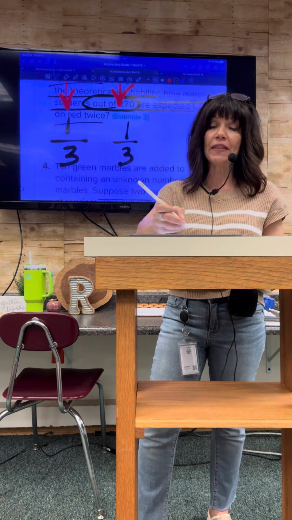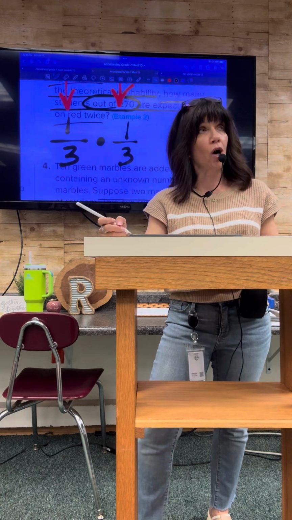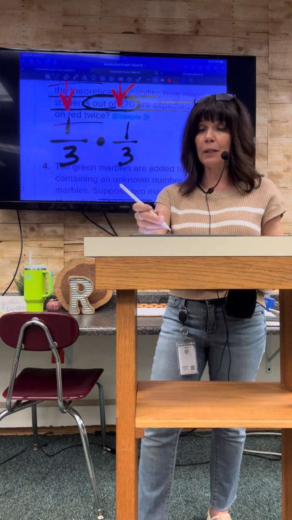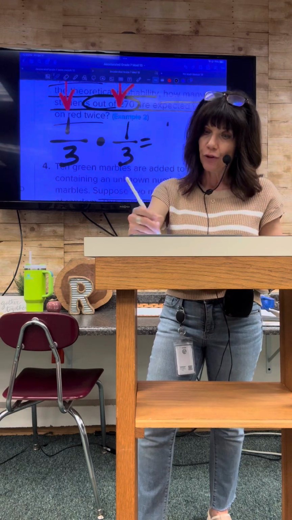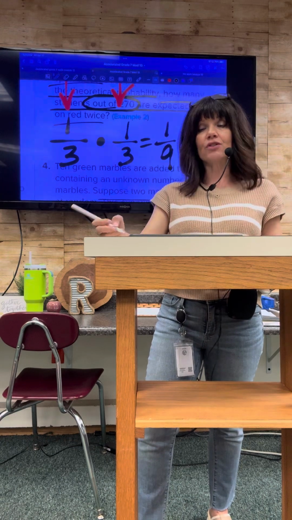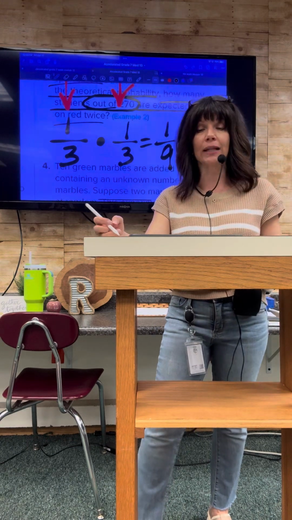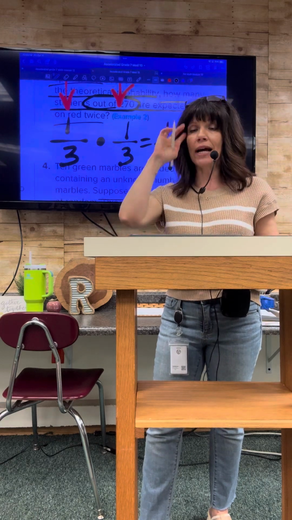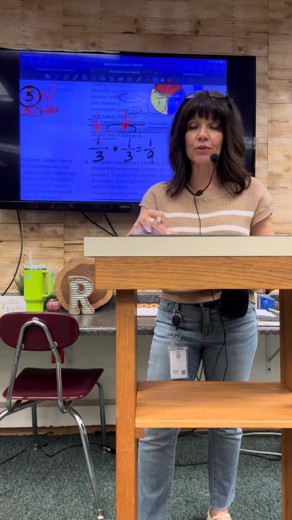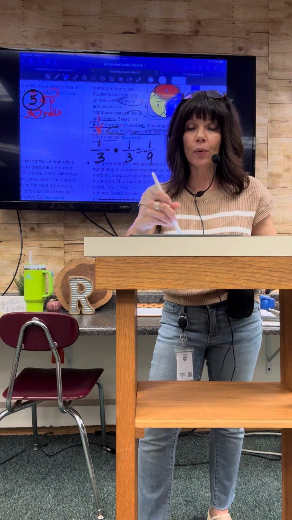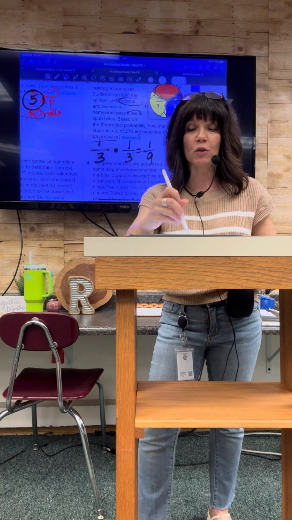And what will I do with these 2 probabilities to get my overall theoretical probability? Multiply. Class, 1 times 1? 3 times 3? You got it. So what is the theoretical probability of landing on red twice? 1 out of 9. How many times are the students going to play this game or spin this spinner twice?